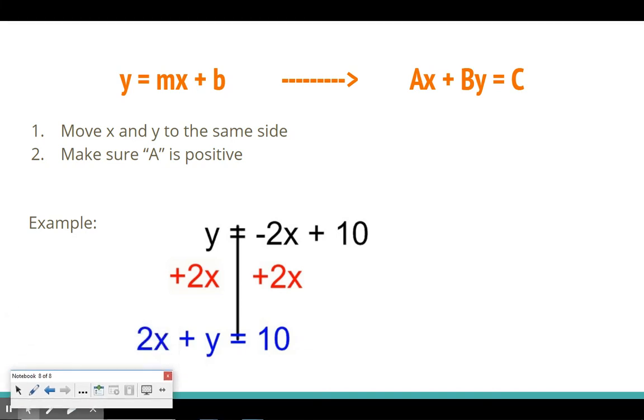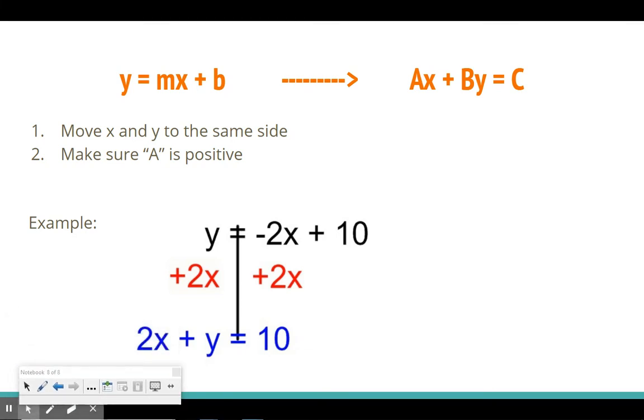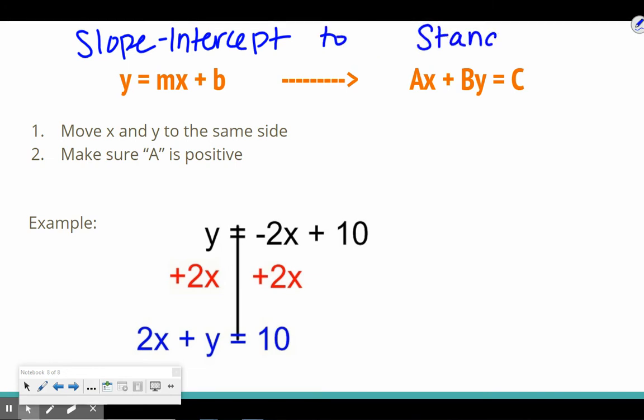All right, so here we have a few notes that I recommend writing down. At the top of your paper, I would recommend writing down, if you didn't in the last slide, slope-intercept to standard. That should be at the top of your paper today. All right, so we're going to go from that y equals mx plus b that we have known to love and bring it back to our standard form, ax plus by equals c.